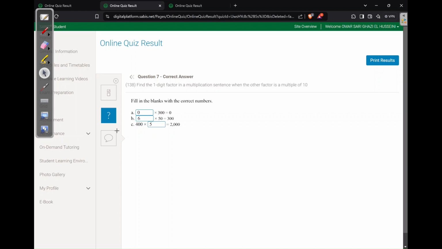6 times 5 equals 30, and then we add that 1 zero, it equals 300. 4 times 5 equals 20. We only add those 2 zeros. Makes it 2,000.